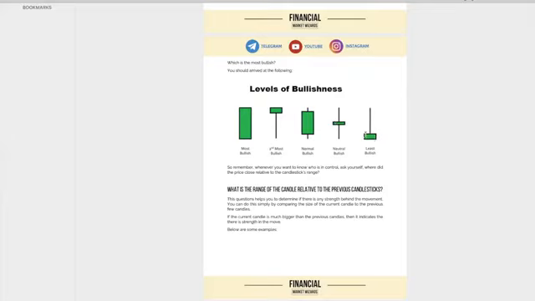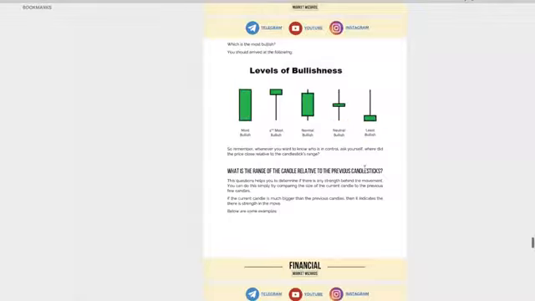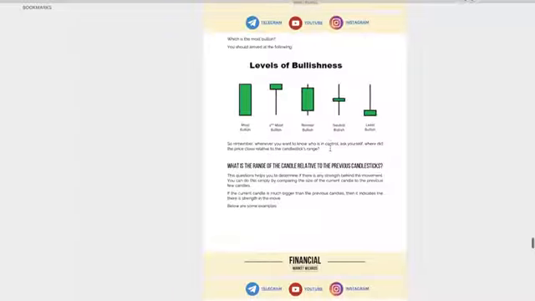So the first thing you want to ask is, who is in control? Ask yourself, where did the price close relative to the candlestick range? Use this as a guide. That's the first question you want to ask yourself.